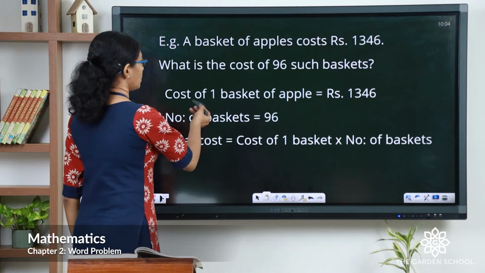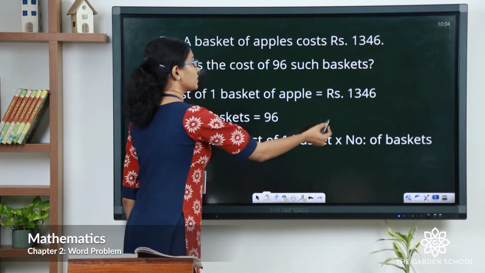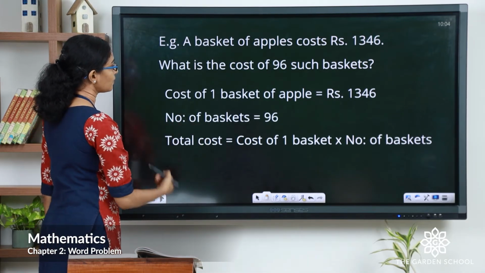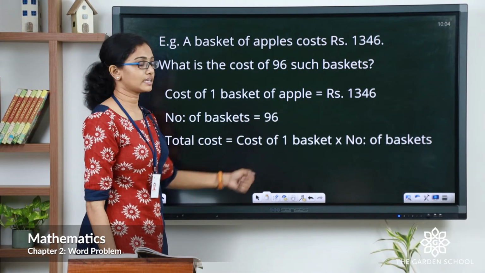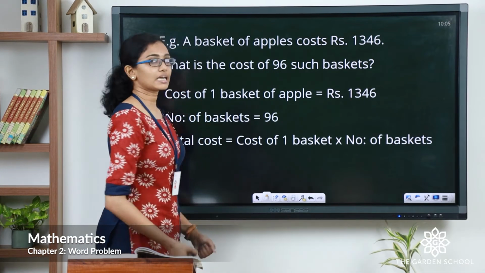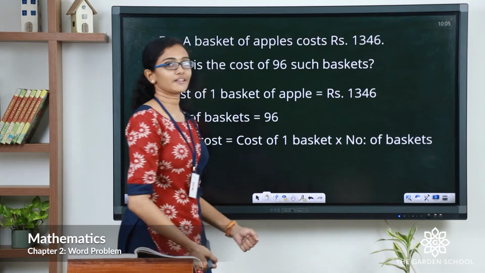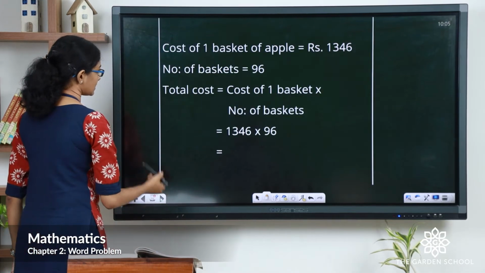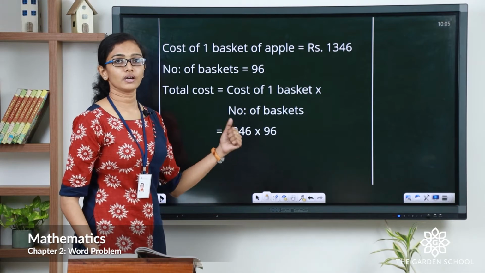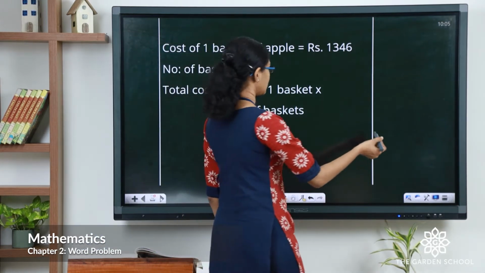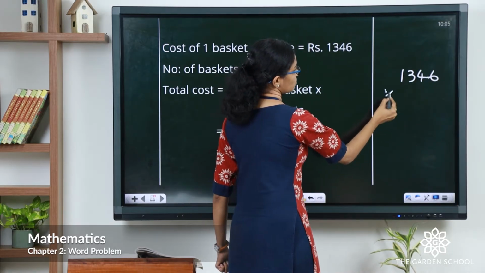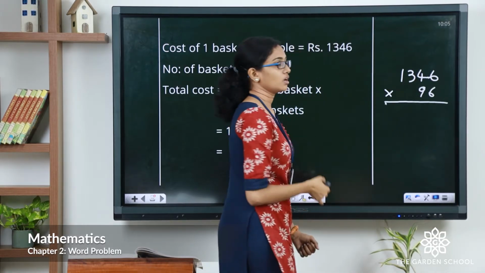Now, the cost of one basket of apple is equal to rupees 1346. And how many baskets we have? We have the number of baskets equal to 96, and the total cost would be equal to the cost of one basket into the number of baskets that we have. Now, let's substitute the data. That would be equal to 1346 into 96. Let's do the multiplication in the working column.